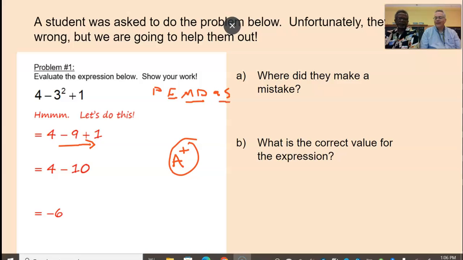Almost every one of those internet puzzles, that's what people are getting incorrect. So the same thing here. 9 plus 1 equals 10. It seems to make sense, but they should have done the 4 minus 9 first. So the correct thing would be 4 minus 9 is negative 5. And then they have the plus 1. Negative 5 plus 1 equals negative 4. Very different.